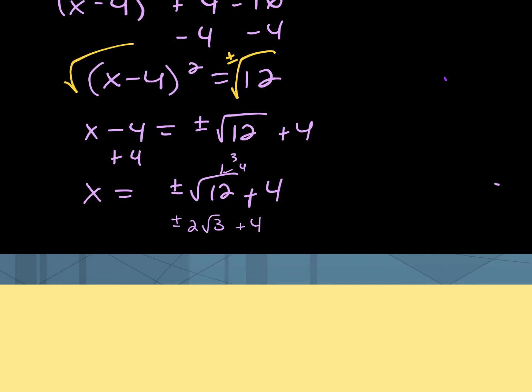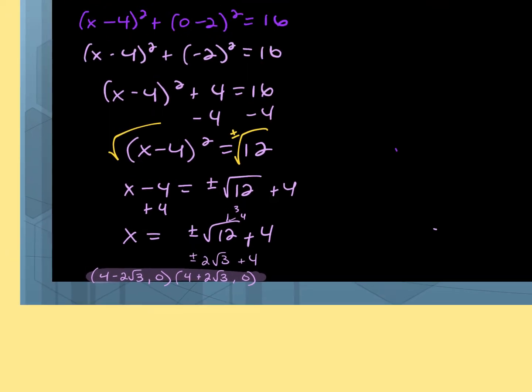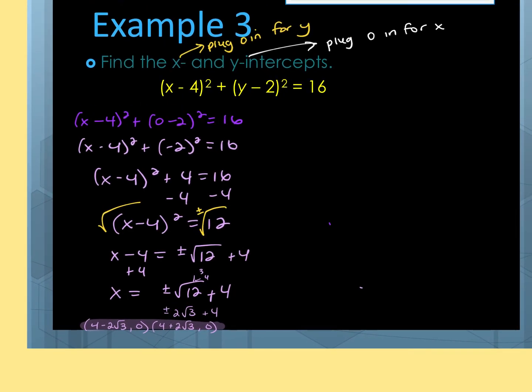So these we will leave exact. There are 2 of them. One is 2 root 3 minus 4, comma 0. And one is 2 root 3 plus 4. Sorry, wait, let me reverse that order. One is 4 minus 2 root 3, 0. And one is 4 plus 2 root 3, 0. So those are the first ones. Those are my x-intercepts.